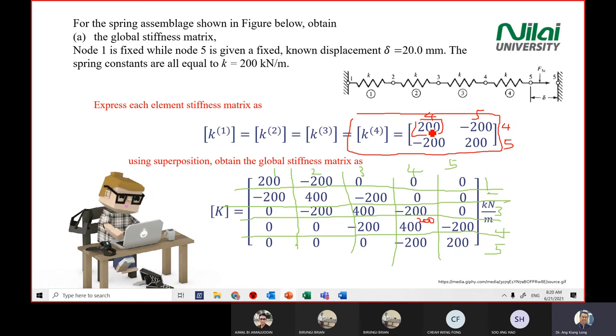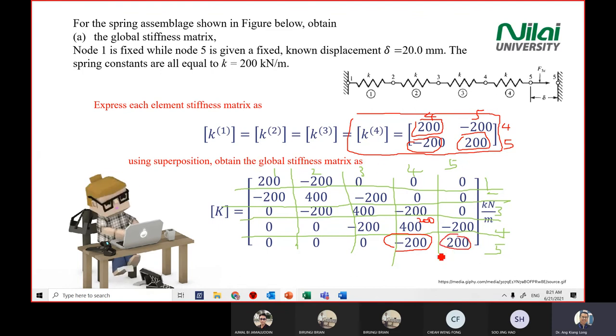But to park this 200, you go and find the parking lot. This one, minus 200 here, is 5 and 4, so you go and find 5 and 4 and park the minus 200 here. Then the minus 200 below is 4 and 5, so you find 4 and 5 and park this minus 200 here. And the last number, 200, has the parking number 5, 5. So you find 5 and 5 in the parking complex and park the 200.